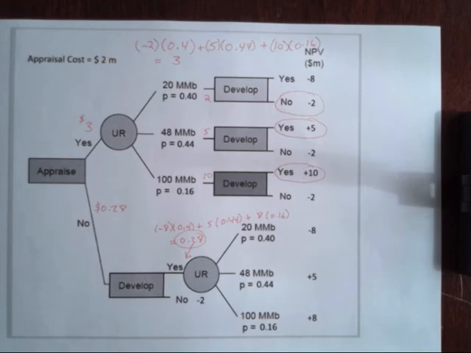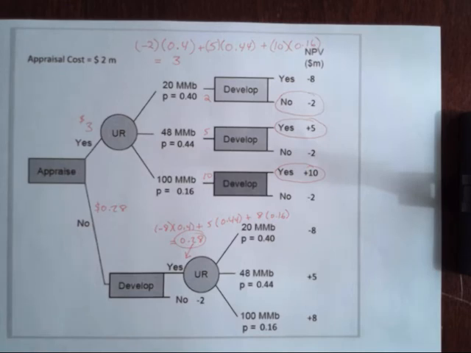Okay, so now if we look at the appraisal decision here, we have two numbers. On the yes side, we have $3 million. On the no side, we have 0.28. So if we do the appraisal, it's $3 million. If we don't do the appraisal, it's 0.28. So it sounds like a no-brainer in this case. We're going to do the appraisal.